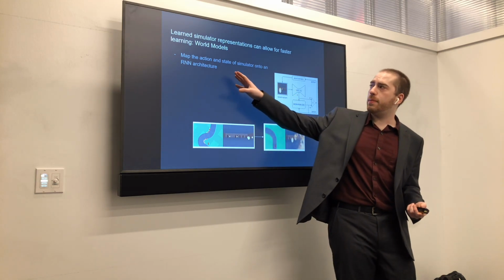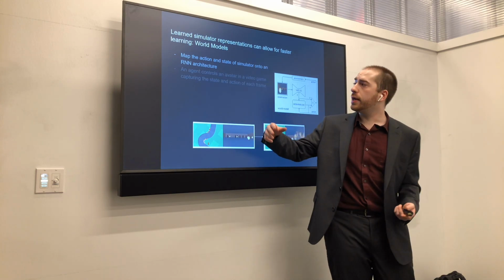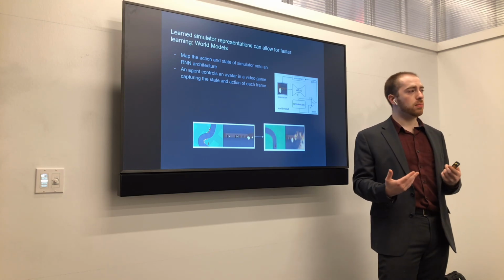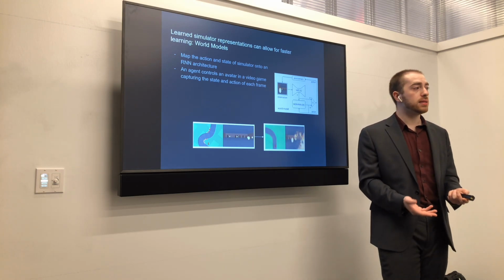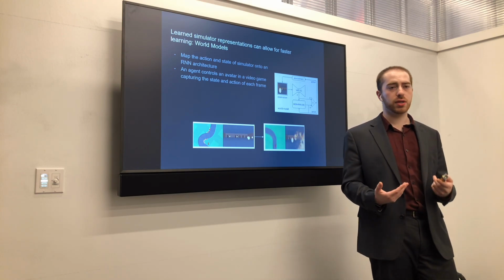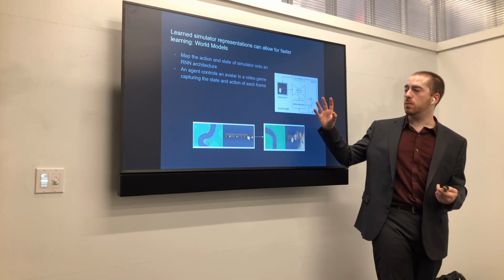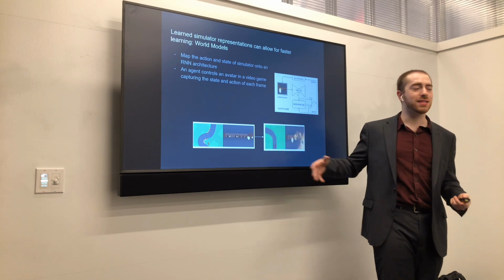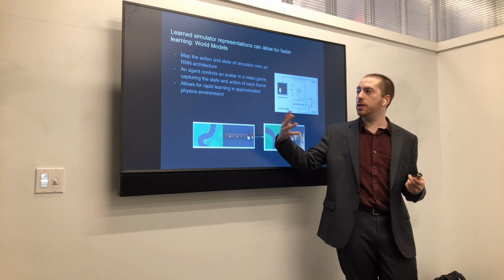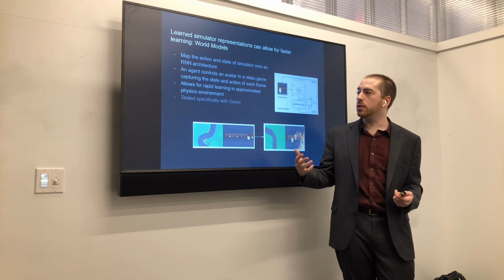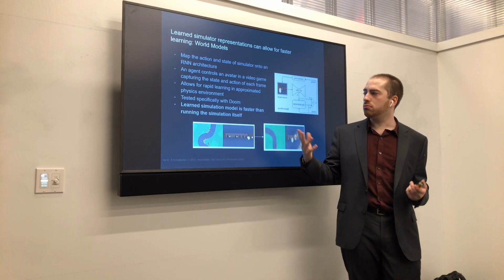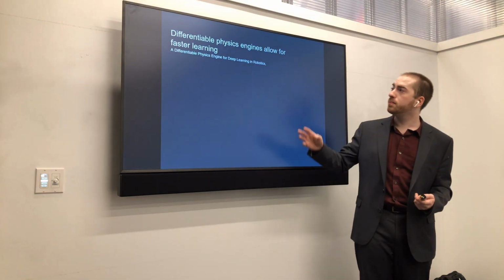So they're really just mapping the action and state of the simulator onto an RNN architecture. An agent can then learn how to control the avatar using this learned representation of the world. So we're actually able to train models in this much faster representation than we could otherwise. And it allows for rapid learning in a physics environment. They tested it specifically with Doom, as I mentioned, and it's faster. That's really what I'm highlighting here.